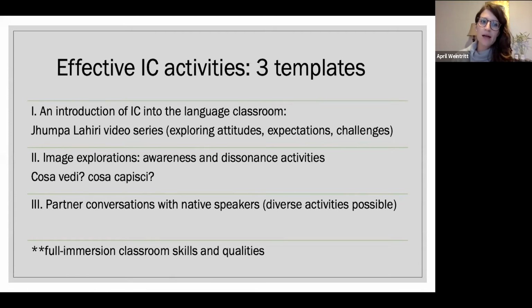But I'd also like to say to you, please make note and think about using them multiple times and in multiple different semesters. And I'll say more about that in a minute. The second type of template for an activity is an image exploration activity. And it is about awareness and cognitive dissonance. And we call these cosa vedi, cosa capisci.